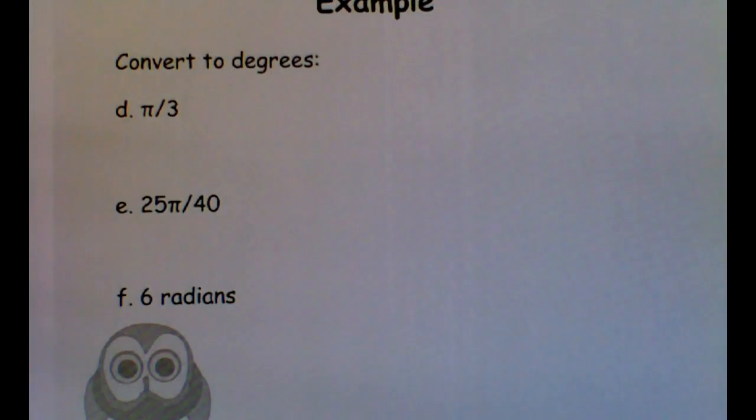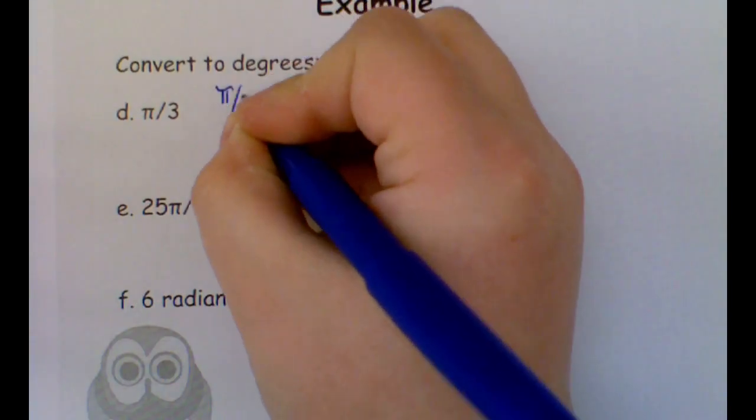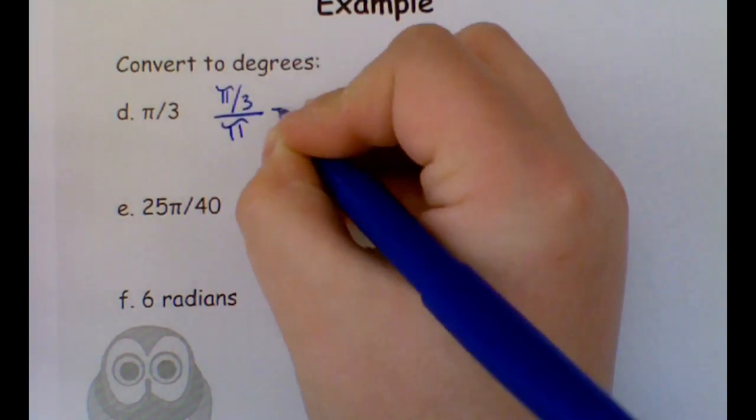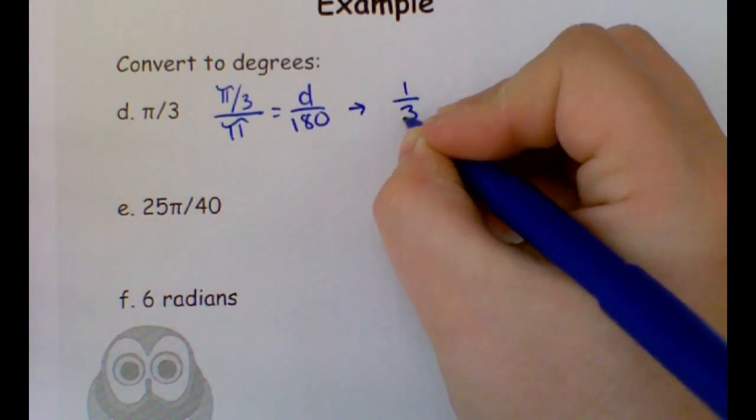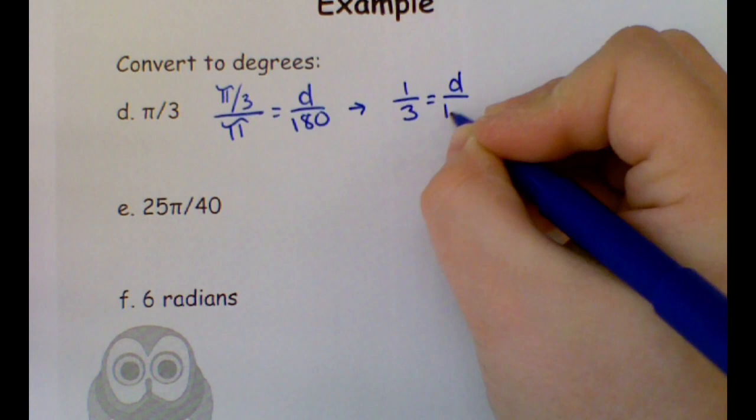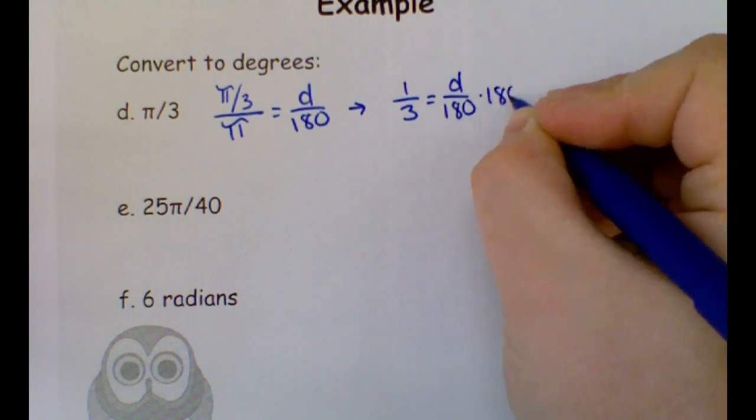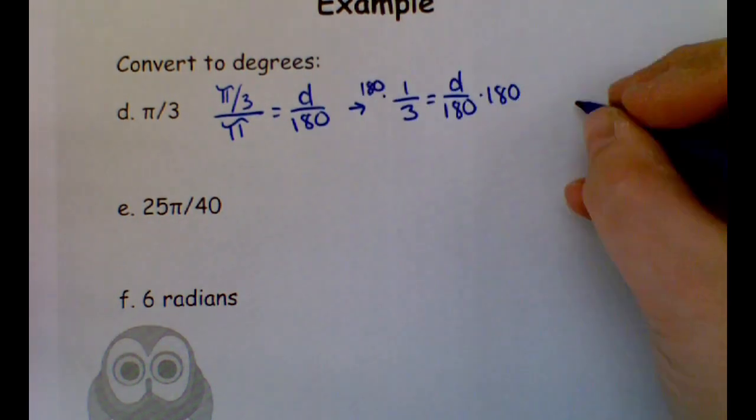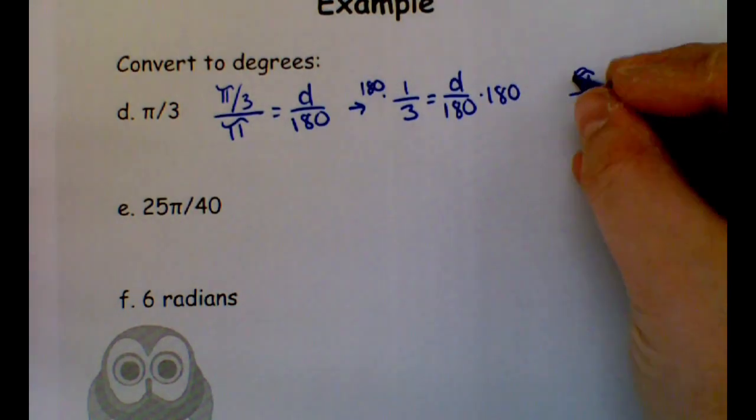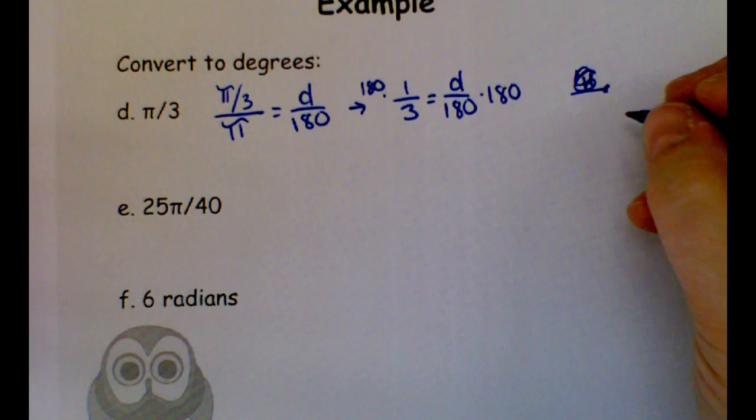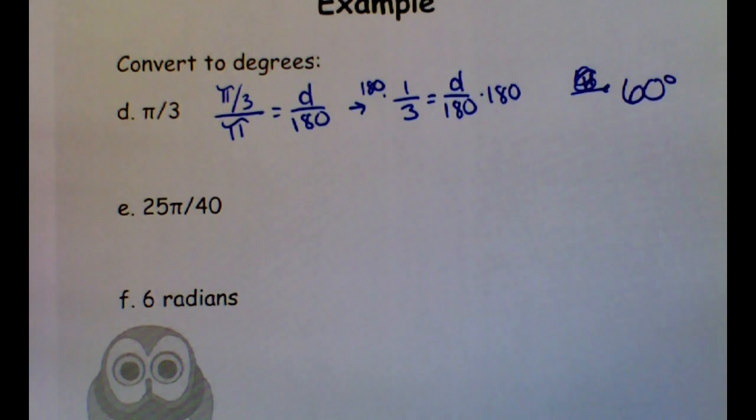All right, these ones you would try on your own, but let's walk through them. For pi over 3, we take pi over 3 over pi equals degrees over 180. Those pi's cancel, leaving me 1/3 equals degrees over 180. Multiply that 180, and we get 60 degrees. There we go.